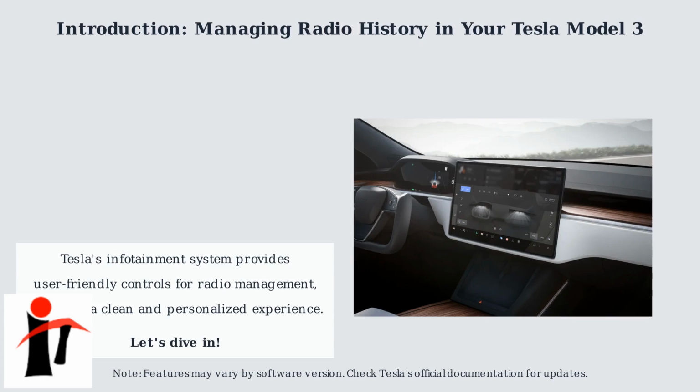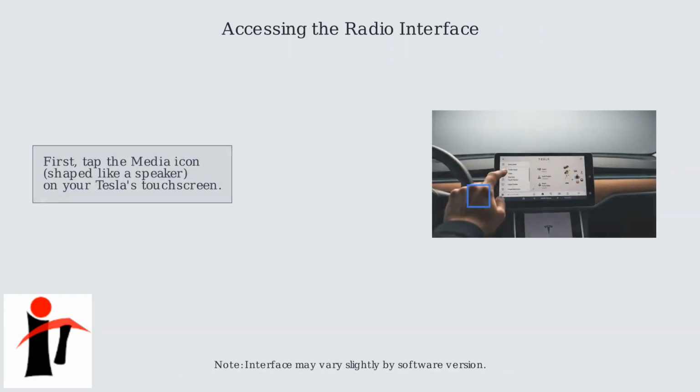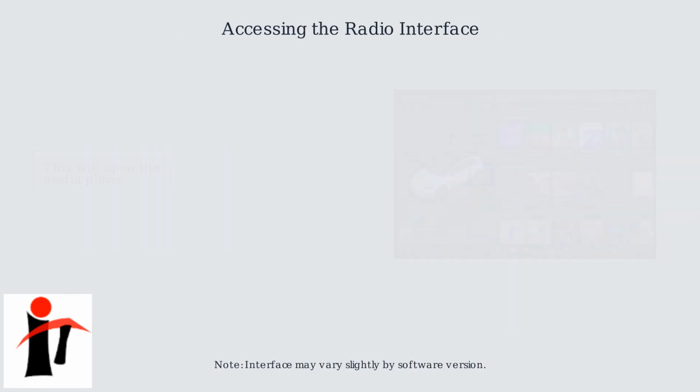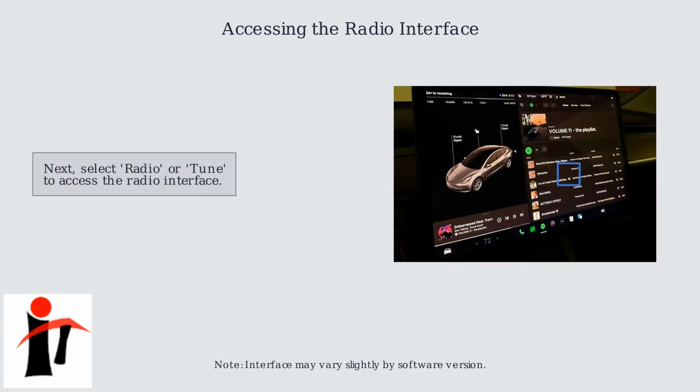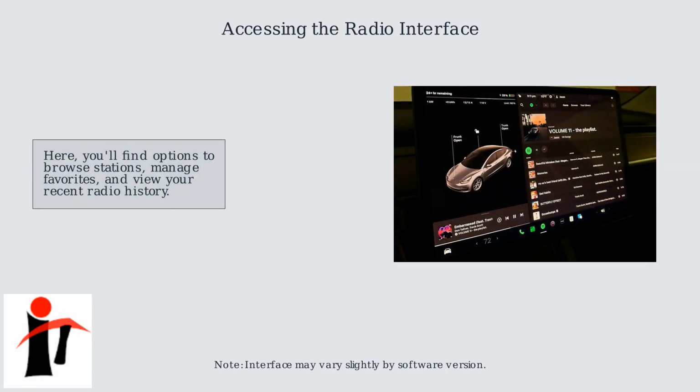Let's dive in. First, tap the media icon shaped like a speaker on your Tesla's touchscreen. This will open the media player. Next, select Radio or Tune to access the radio interface. Here, you'll find options to browse stations, manage favorites, and view your recent radio history.